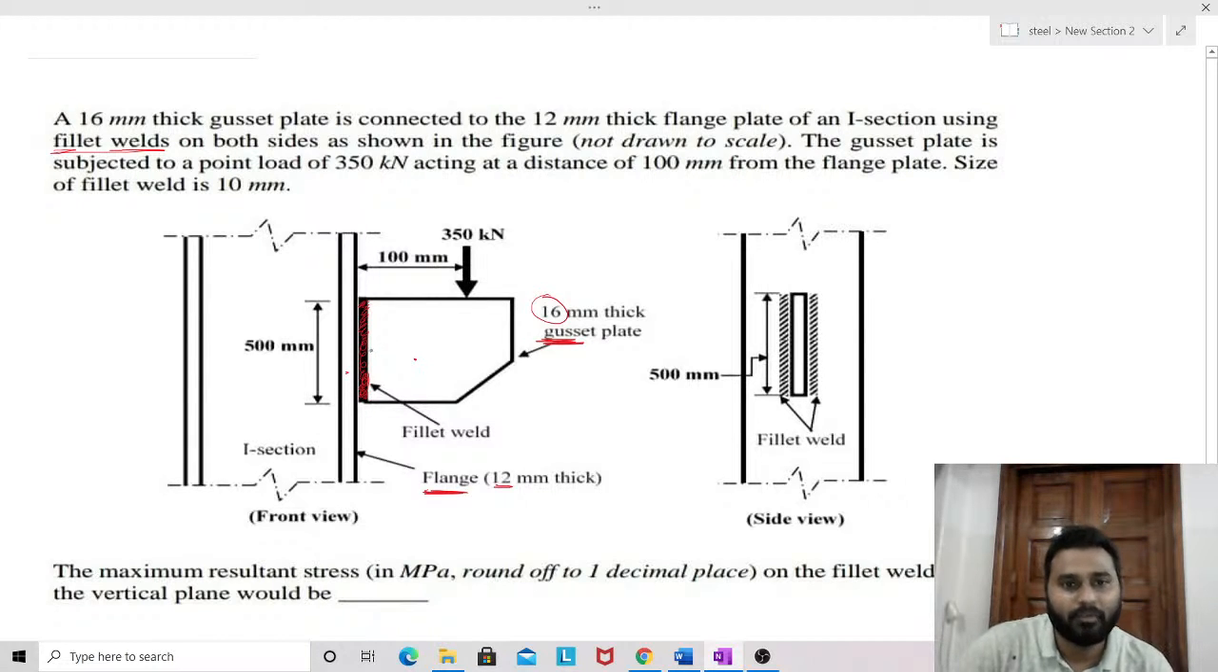These two are connected by making use of fillet weld. This is the front view and the side view is also mentioned. In the side view, we can observe the cross section of the fillet weld. It means fillet welds are present on both sides of the gusset plate. Here, this is the I section and this is the gusset plate.